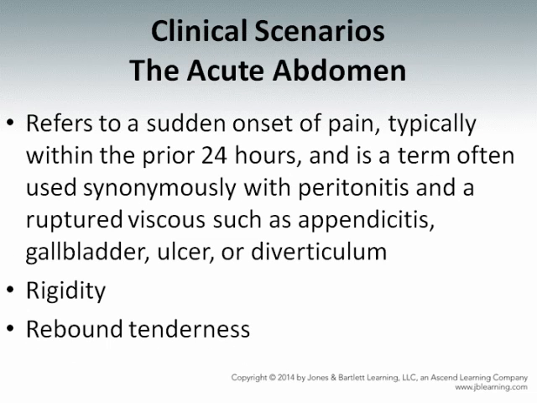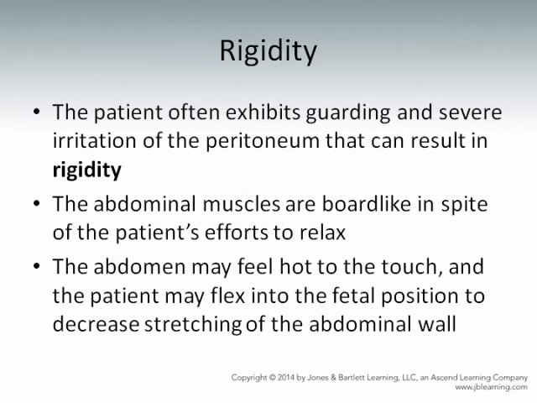The acute abdomen refers to a sudden onset of pain, typically within the prior 24 hours, and is a term often used synonymously with peritonitis, a ruptured viscus such as appendicitis, gallbladder, ulcer, or diverticulum. There's often rigidity and rebound tenderness.